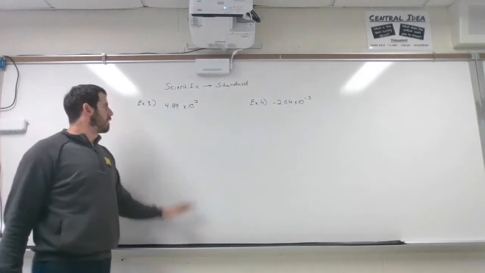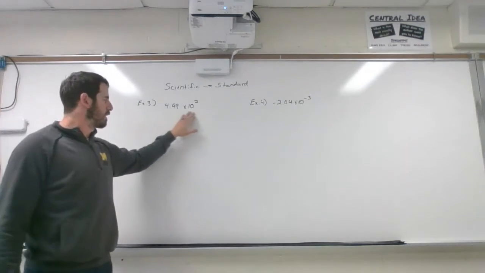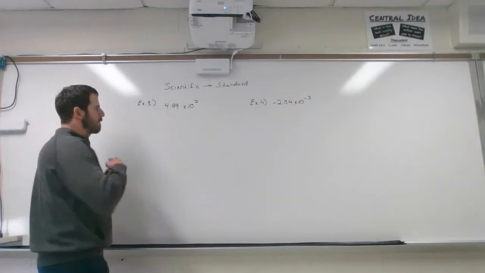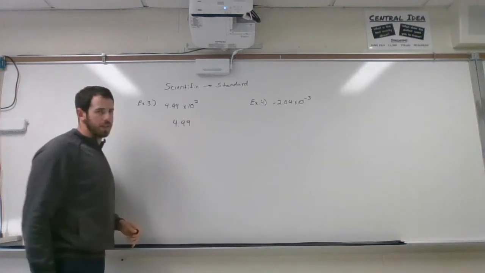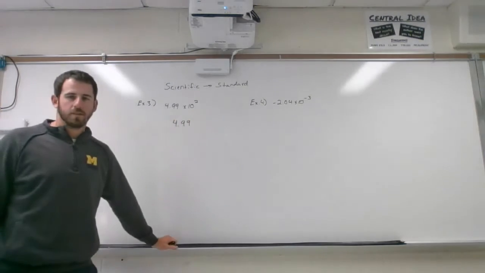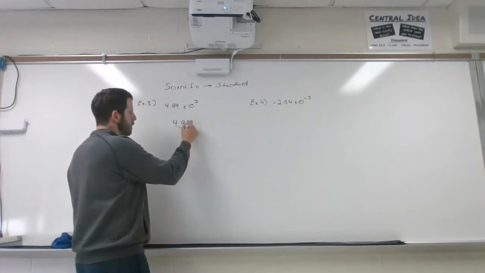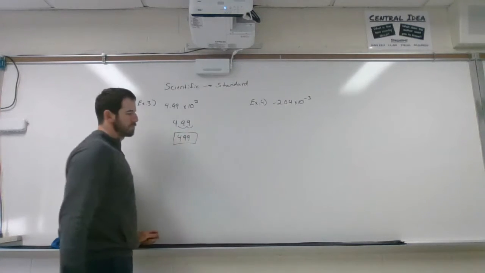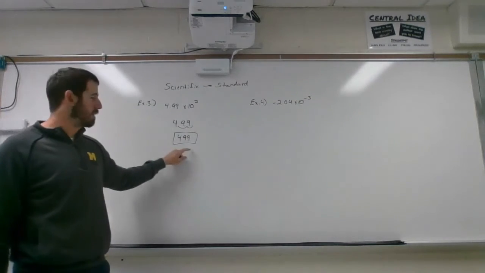Otherwise, here we go. So I have 4.99 times 10 to the second, okay? It might seem a little bit different when we get to the answer, but you'll see it's still the same process. Write your number down, 4.99. Okay, we have a positive exponent, so that means we need to make a large number. So we're going to move the decimal to make a large number, 1, 2. So then I have 499. Problem solved.